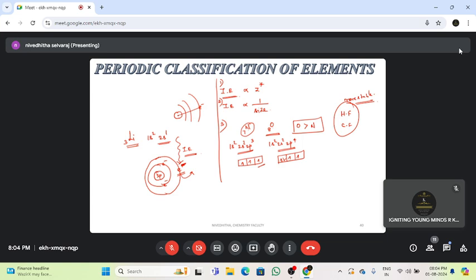That is the third point. The fourth point is, let us take two scenarios, okay? In the first scenario, the electron is present in the second shell. In another scenario, the valence electron I'm talking about is present in the third shell. In which scenario can we remove the electron easily?